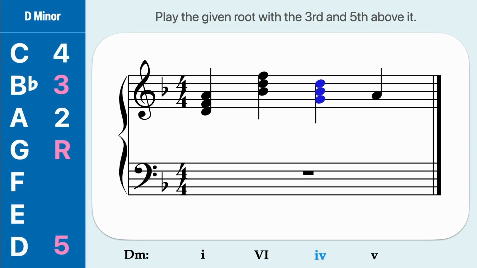The next chord is minor 5. A 5 chord in D minor is built on A. A third above A is C, and a fifth above is E.